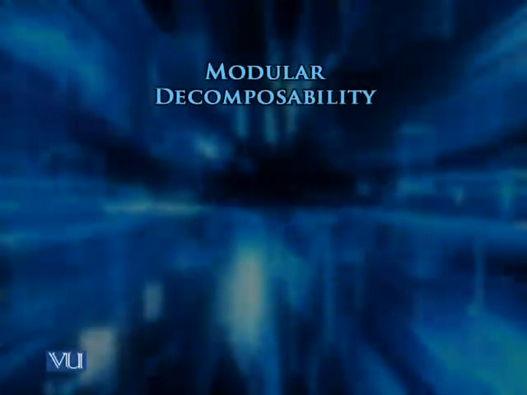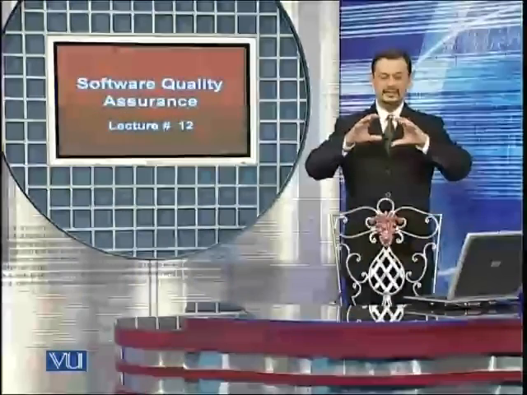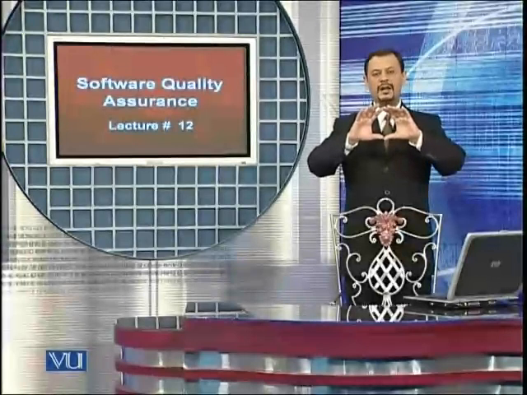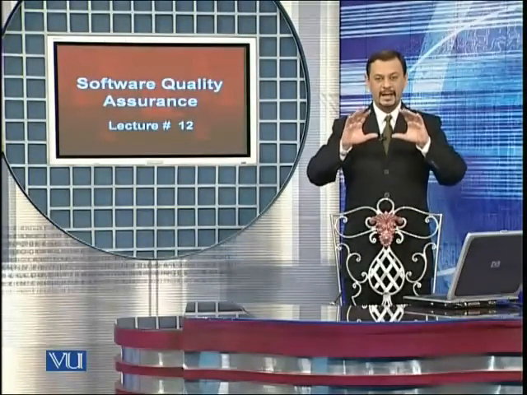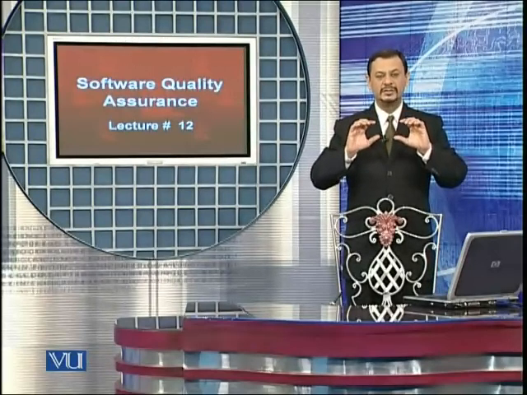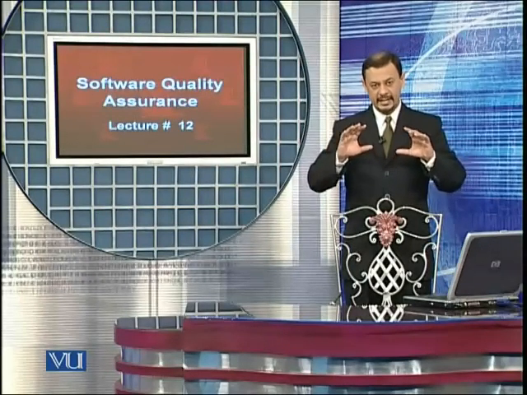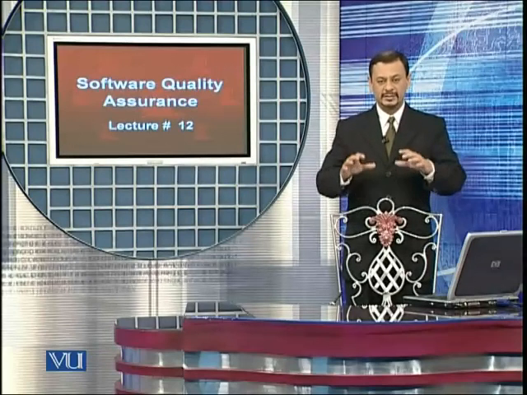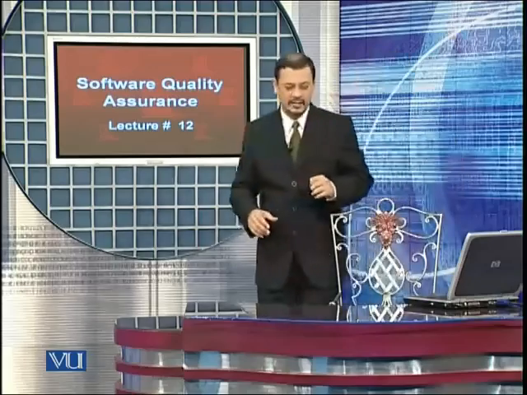Modular decomposability means that if a design method provides a systematic mechanism for decomposing problems into subproblems, it will reduce the complexity of the overall problem. So your method is helping you apply abstraction to the problem, and you are dealing with abstraction and refinement here. At a higher level of the problem you have abstraction, and then you are dealing with a lower level of abstraction, so you are decomposing the problem into subproblems. Both abstraction and refinement are at work.